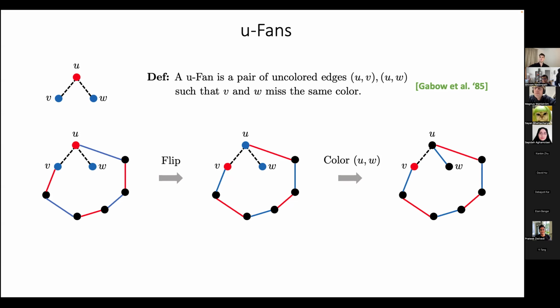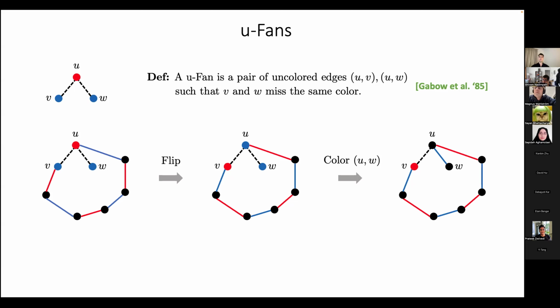Now, this is kind of different because we need two uncolored edges touching at the same location, and they need to satisfy this constraint that they're both missing the same color at the endpoints. So it's actually pretty hard to even create this object in the first place, right? We're given uncolored edges completely for free in this recursion. We actually have to build U fans, and it's pretty non-trivial to actually build U fans.